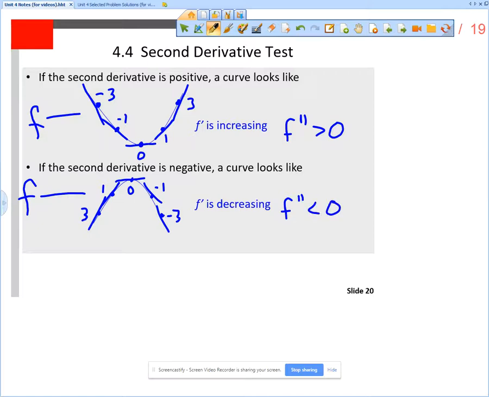Now it's important to remember that yes, f prime is increasing, but it could be that f prime is negative at certain parts, positive at certain parts, and 0 at certain parts. Here f prime is decreasing, but it could mean that f prime is positive, then 0, then negative. You have to remember that it doesn't mean that f prime is positive. It means that f prime is decreasing. So it's very important that you pay attention to that. That's slide 20.